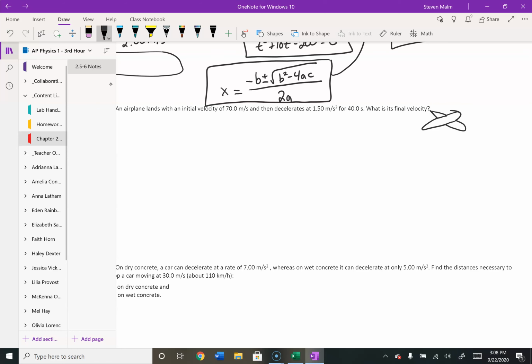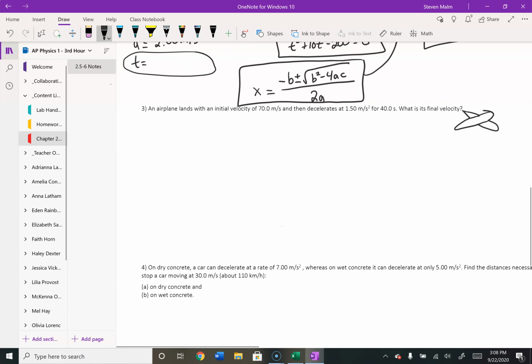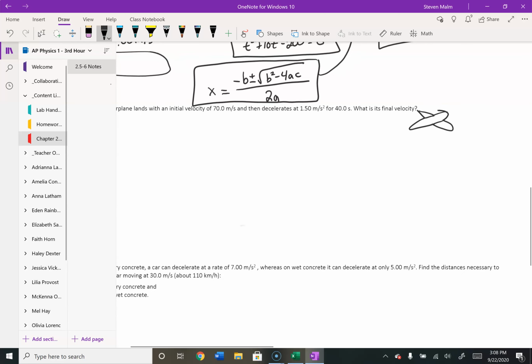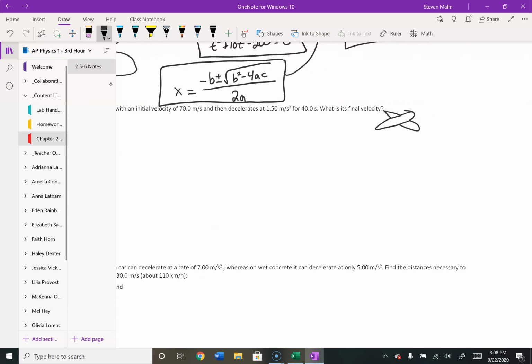Okay. So our airplane, it says it lands with an initial velocity of 70 meters per second and decelerates. Remember that this is not a word. It has negative acceleration. That's how we work in physics. Okay, for 40 seconds. What is its final velocity?